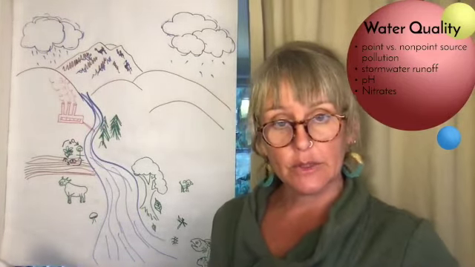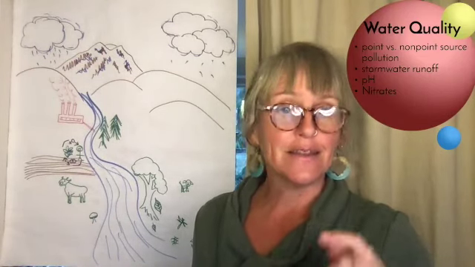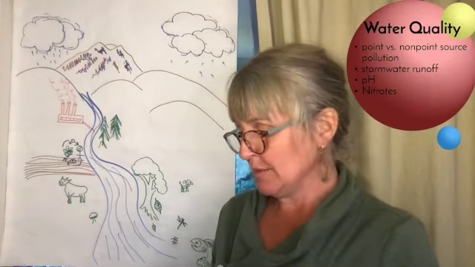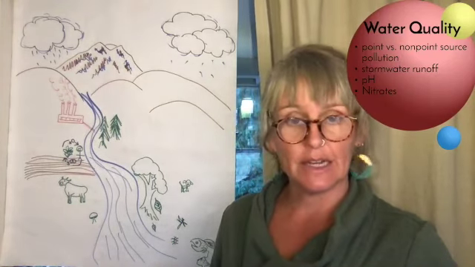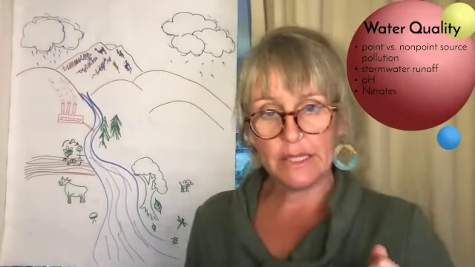The other type of pollution is called non-point source pollution. Please say that with me. Non-point source pollution. Non-point source pollution is harder to identify because it comes from so many places at once. What are some of those places?